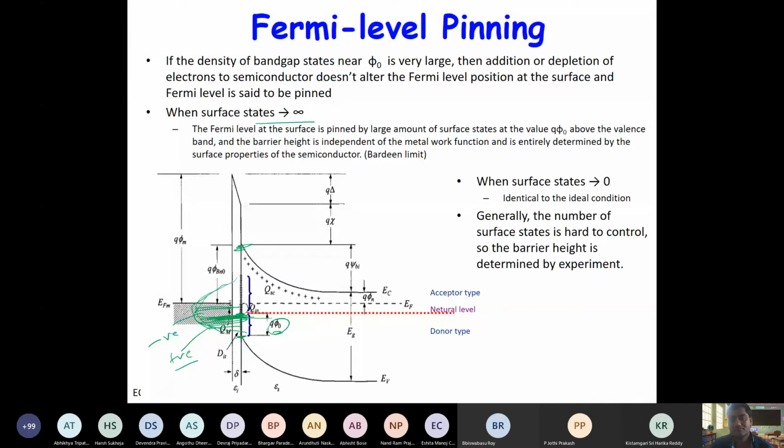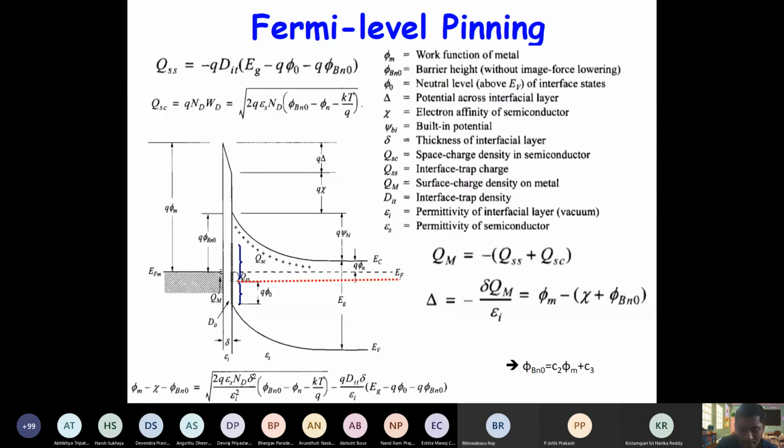Okay, let us look in more detail. You can basically calculate these parameters. They are very simple. I will go through them one by one. First, we'll go through these different parameters. Q phi m, right? This is the work function of the metal. Then Q chi is the electron affinity of the semiconductor.